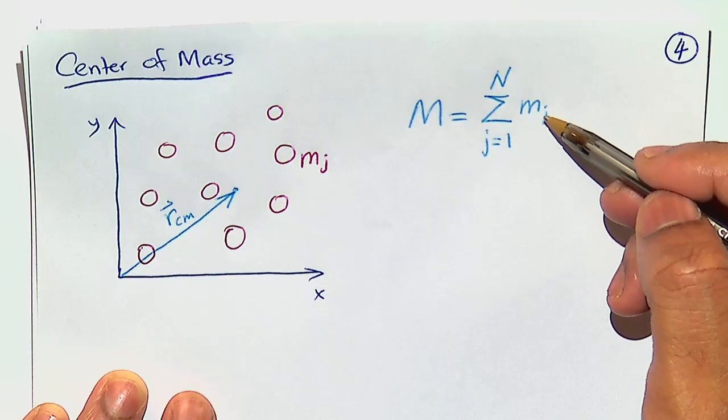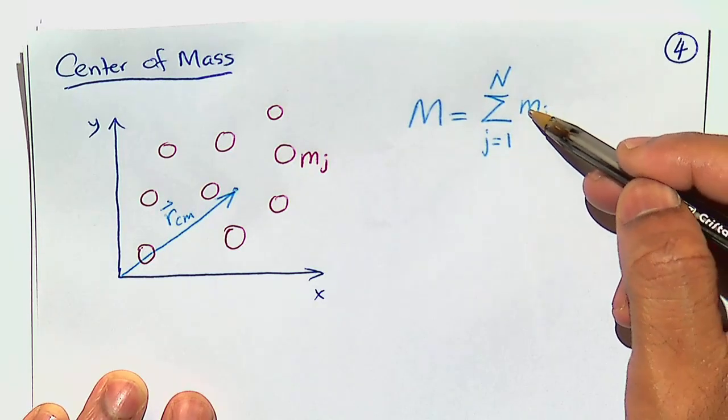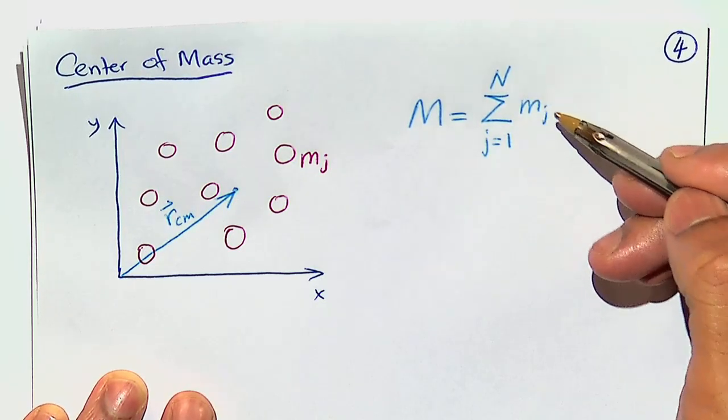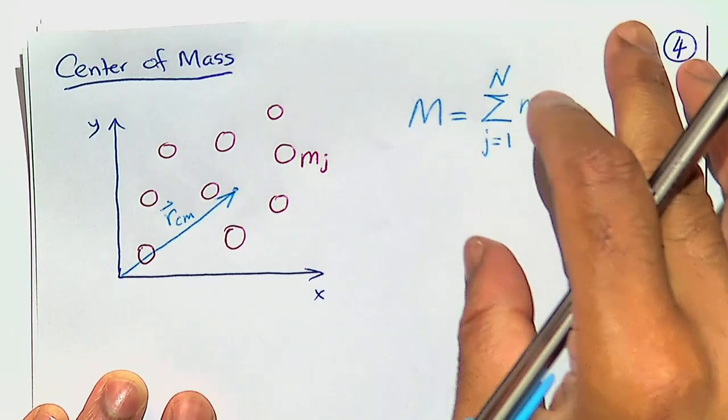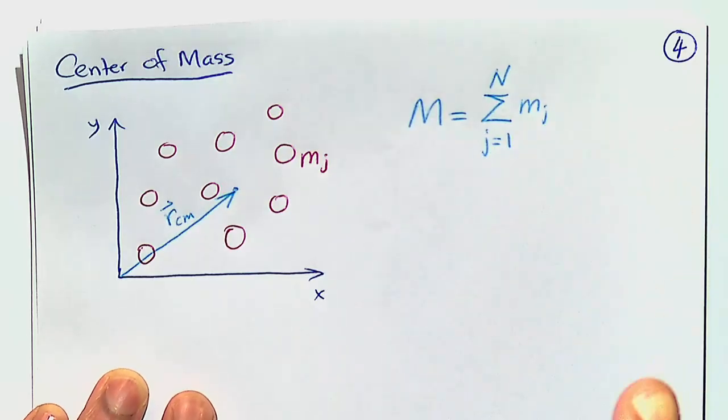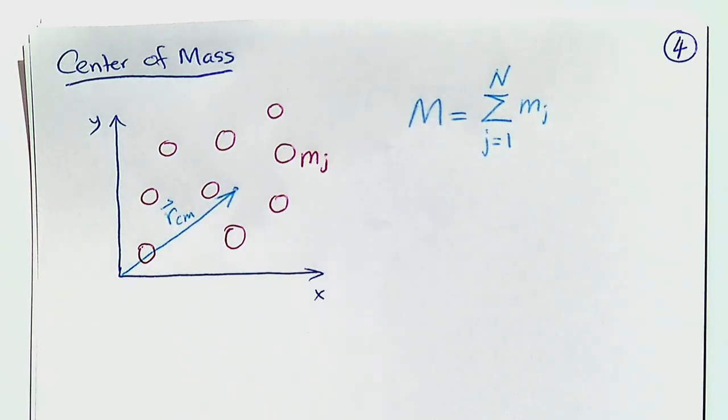Take each mass, mj, where J is the index: m1, m2, m3, m4, all the way through all the m's, and add them all up. You get the total mass this way. It looks scarier than it actually is, but it's just saying do a sum.